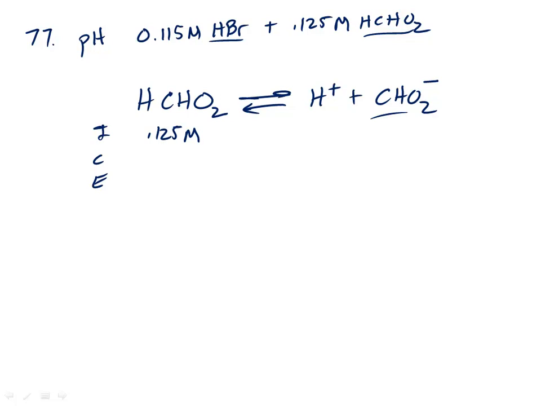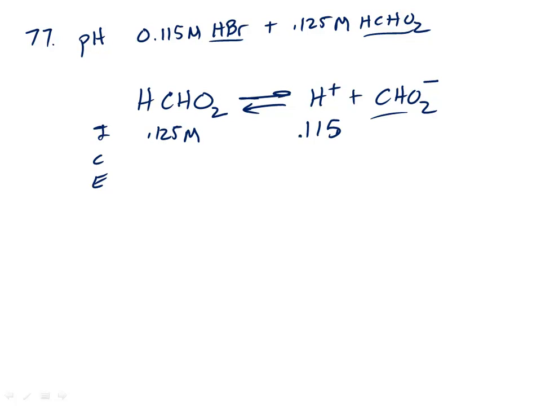What do we know about the hydrobromic acid? Strong acid, weak acid? It's a strong acid, so it goes 100% ionized. So that tells us the hydrogen ion concentration is what? 0.115. Either way you want to say it. 0.115. See, that's why this problem's a little trickier.